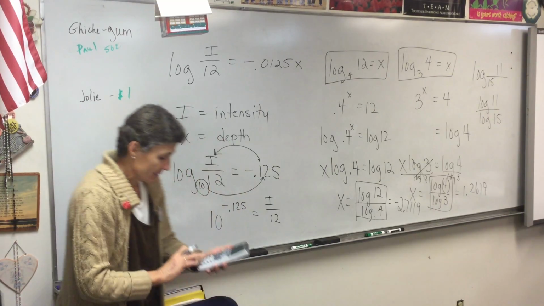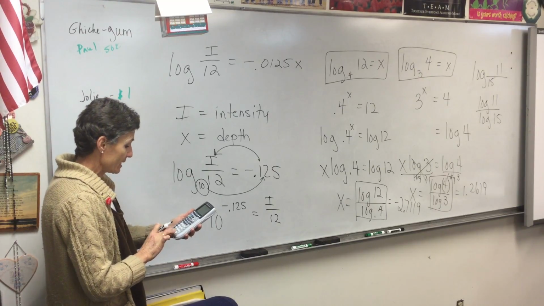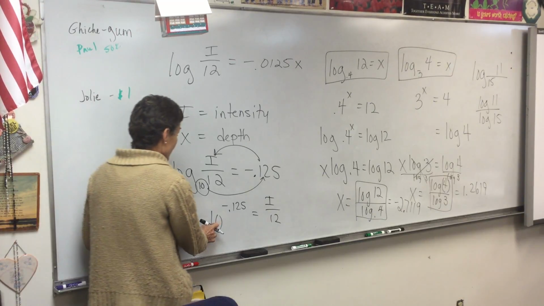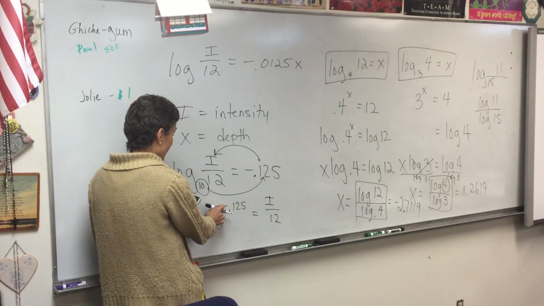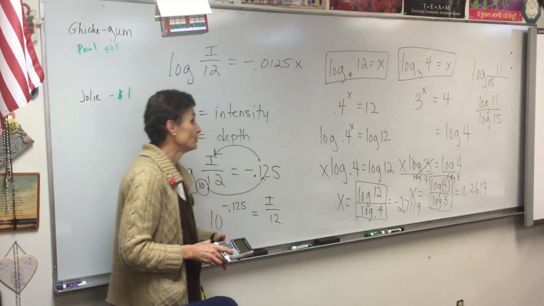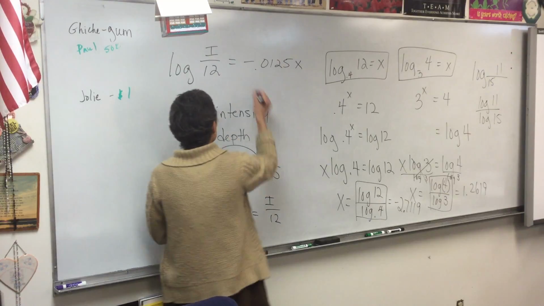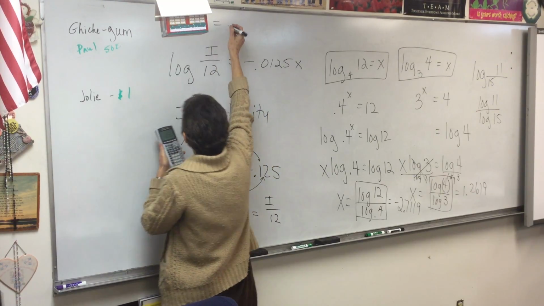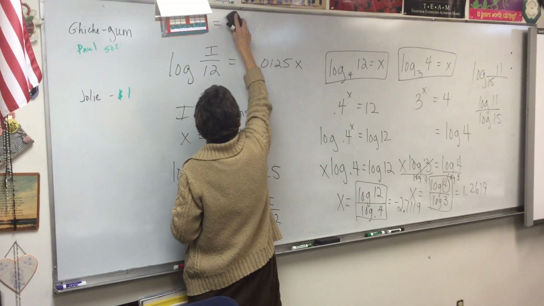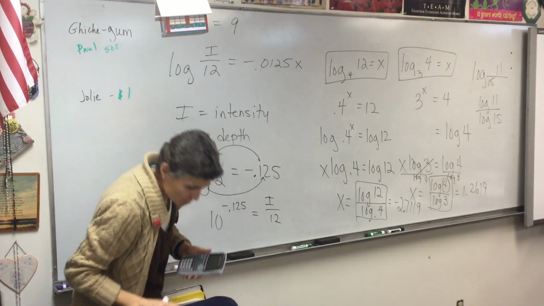Can I type 10 raised to the negative 0.125 on my calculator? Yep. And then what are we going to have to do to get I by itself? We'll have to multiply by 12. So the answer to this question is 8.99. Well, actually, I'm going to say about 9 because it's very close to 9. And the unit on that's what, lumens?